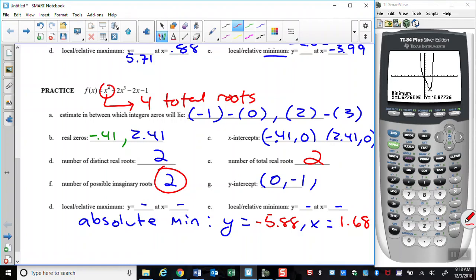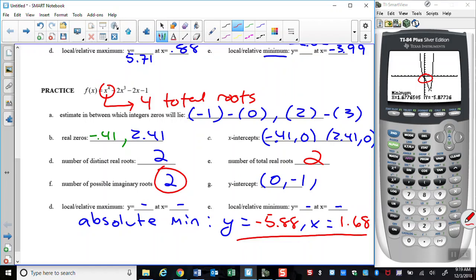Relative min to max. This was kind of a trick question, so if you didn't catch it, that's okay. There's an inflection point here. You just need to know what it's called. Realize an inflection point basically counts as 2 turns, okay, but it's not a min or a max. All right, this has an absolute minimum here. So if you got that, that's great.